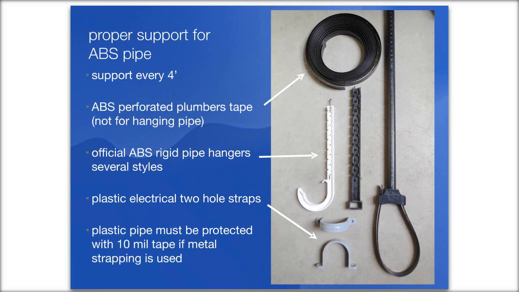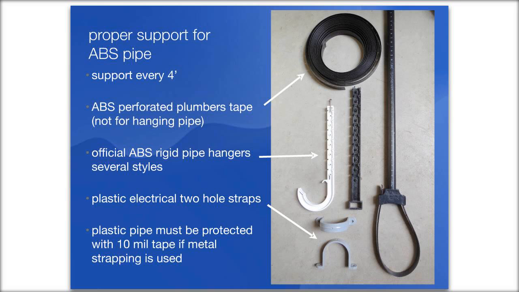Okay, a really, really important part of using ABS pipe is supporting it properly. And I can't tell you as a plumber how much terrible ABS I see installed. People in general do not properly strap ABS pipe. The code requires that it be supported every 4 feet, and the proper way to support it is to have a rigid pipe hanger. You can see 3 examples of those.